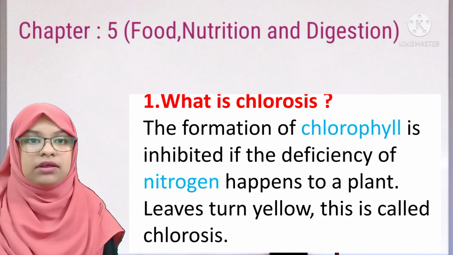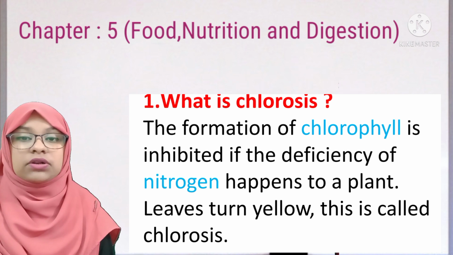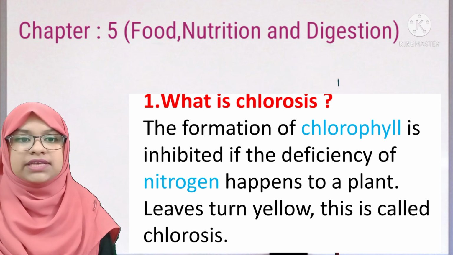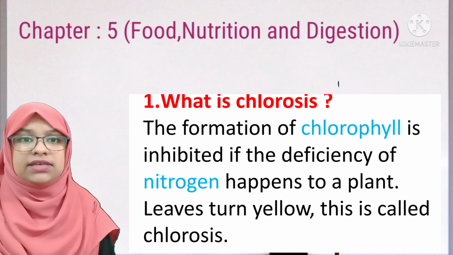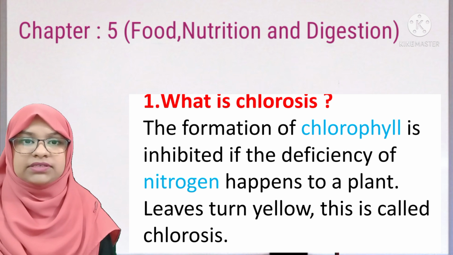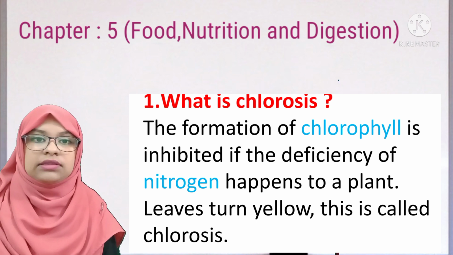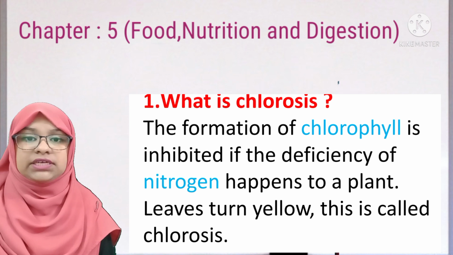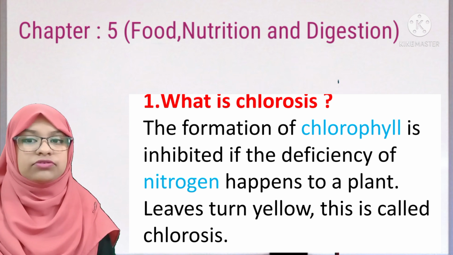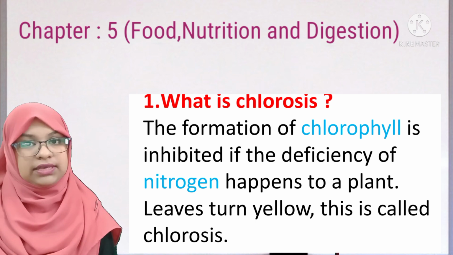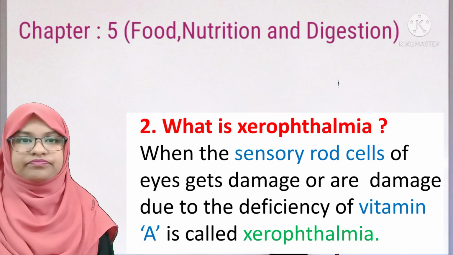Students, today I am going to discuss 10 knowledge-based questions from chapter 5. Let's see the first question. First one is, what is chlorosis? Chlorosis is a nitrogen deficiency disease that is present in plants. The formation of chlorophyll is inhibited if a deficiency of nitrogen happens to a plant. Leaves turn yellow. This is called chlorosis.